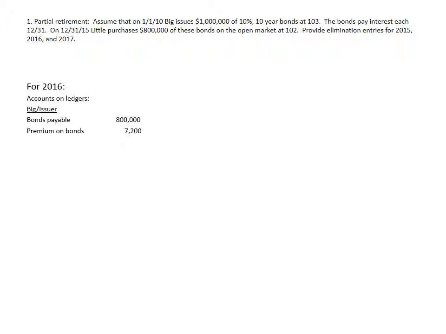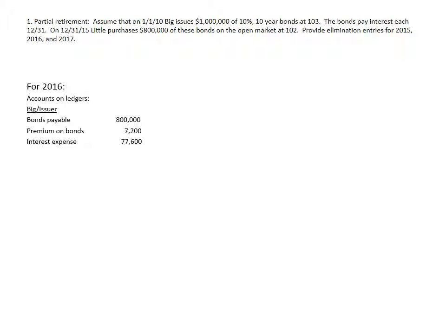Again, last year it was $9,600, and that represented the remaining 4 years of these bonds' life. That was $2,400 per year for 4 years. One of those years has elapsed, so the premium has dropped to 3 years at $2,400 per year. And now they do have interest expense. Their coupon interest, 800,000 times 10%, is 80,000, less the premium amortization of 2,400.